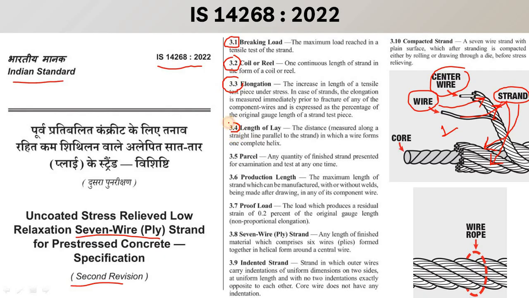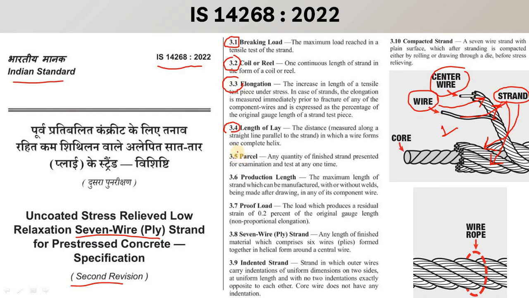Then we have length of lay. What is length of lay? Length of lay is the distance measured along a straight line parallel to the strand in which a wire forms one complete helix. So that means, let's say we have taken 1 meter of strand wire, so we will measure that distance and it is 1 meter. That length in twisted form is known as length of lay.